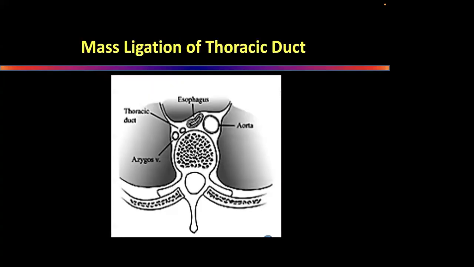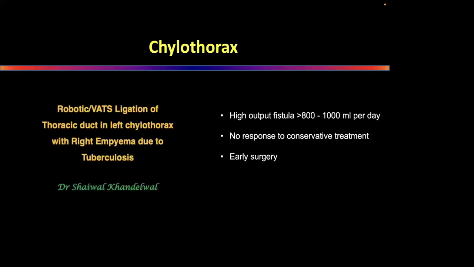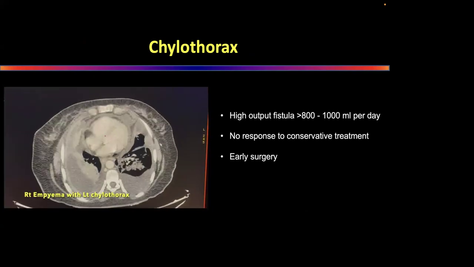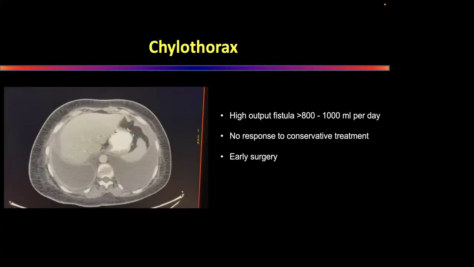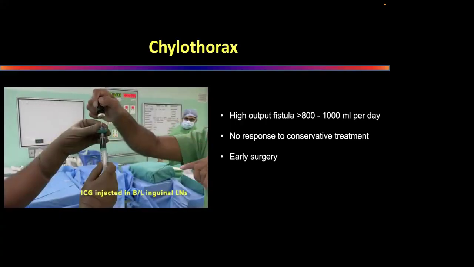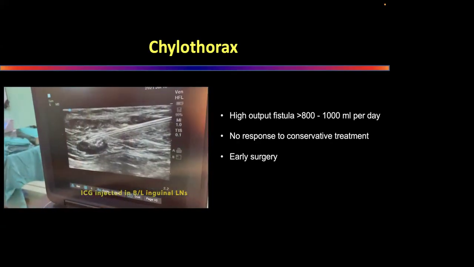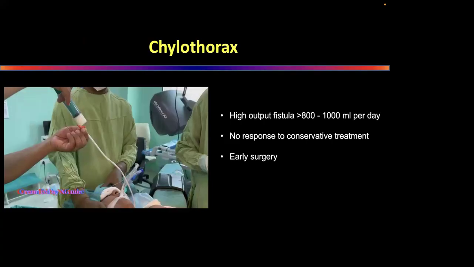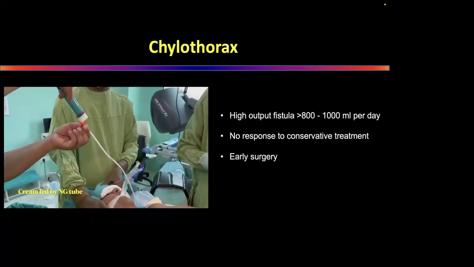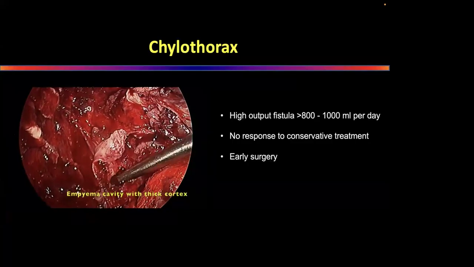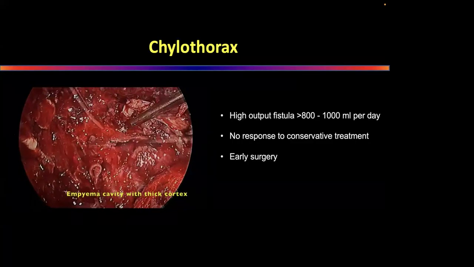Rarely, for chylothorax, we do a mass ligation of the thoracic duct on the right side. This is a very unique case. This lady had a TB empyema on the right side and chylothorax on the left side. To address the chylothorax, we have to ligate the thoracic duct just above the diaphragm on the right side. So this patient had an empyema on the right side, and in the presence of inflammatory tissues, a thoracic duct a few millimeters thick was a challenge to visualize.